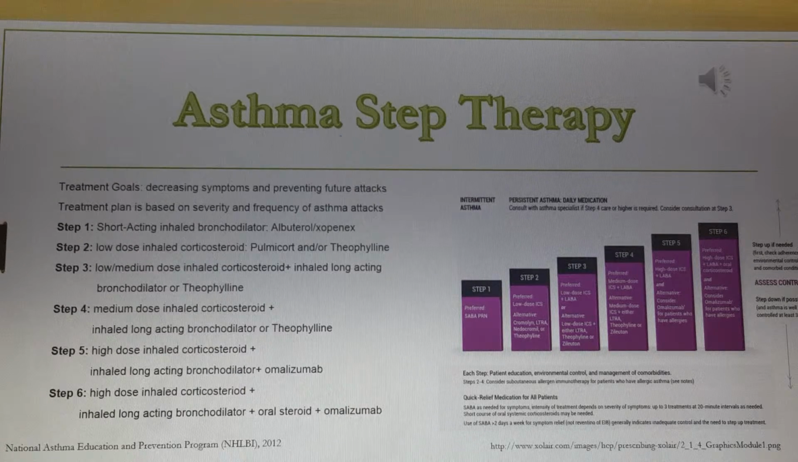Step 3. Use a low to medium-dose inhaled corticosteroid plus an inhaled long-acting bronchodilator or theophylline. Step 4. Use a medium-dose inhaled corticosteroid plus an inhaled long-acting bronchodilator or theophylline. Step 5. Use a high-dose inhaled corticosteroid plus an inhaled long-acting bronchodilator plus omalizumab. Step 6. Use a high-dose inhaled corticosteroid plus an inhaled long-acting bronchodilator plus an oral steroid plus omalizumab.